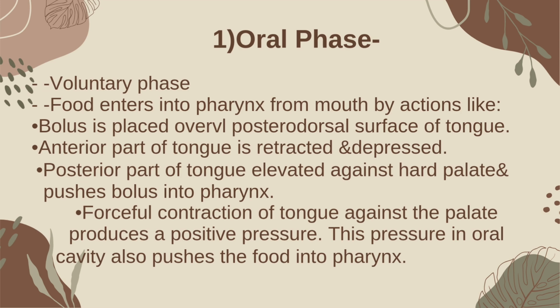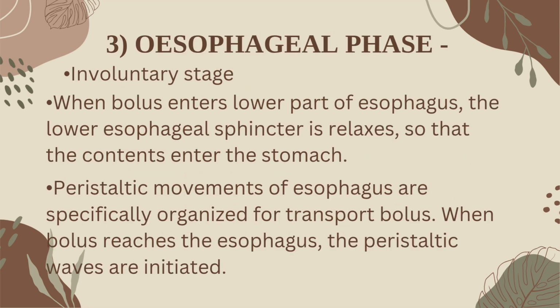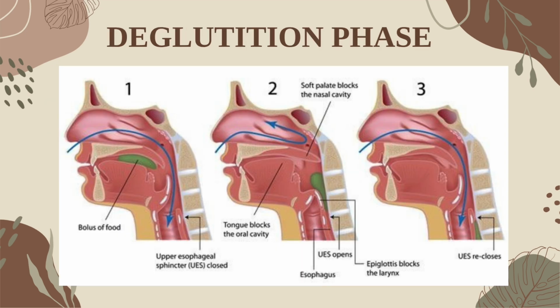Swallowing occurs in 3 phases. The first is the oral phase. In this voluntary phase, the tongue pushes the bolus toward the pharynx. The second is the pharyngeal phase. This is an involuntary phase in which the bolus passes from the pharynx into the esophagus.